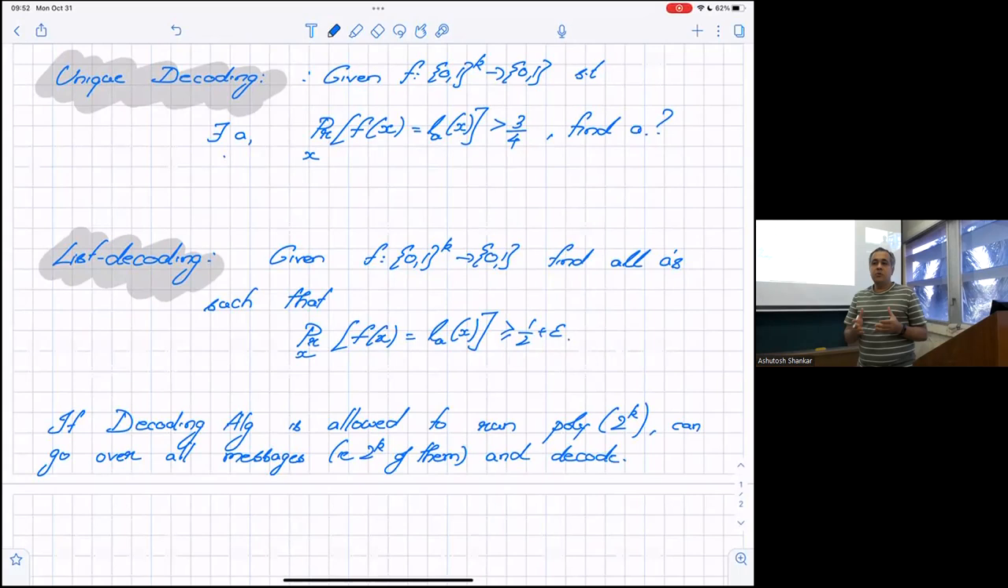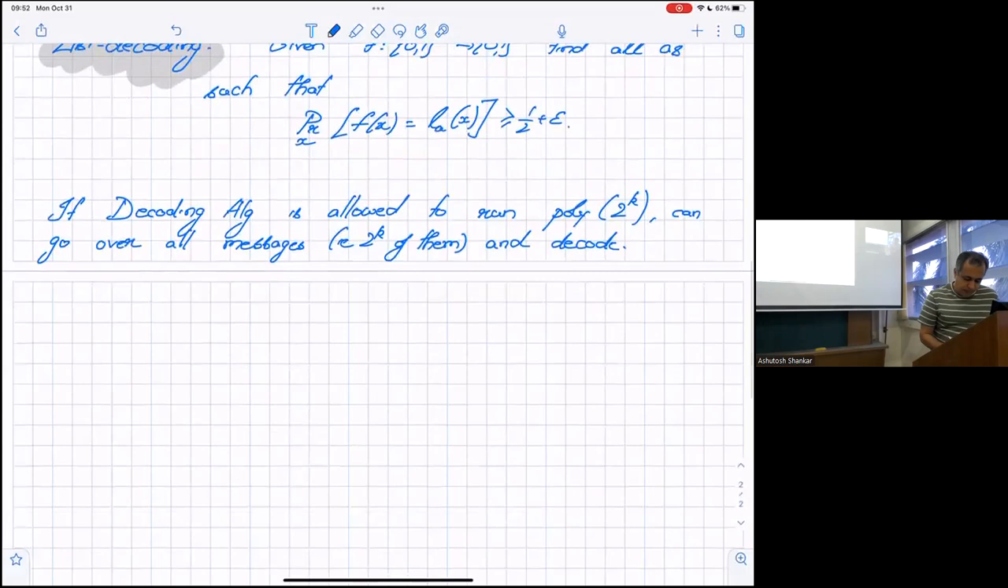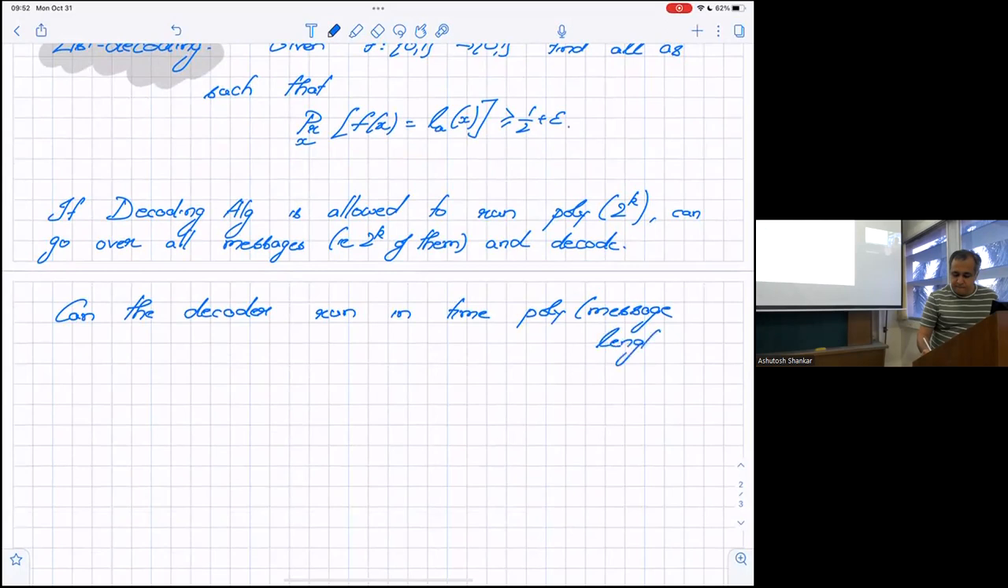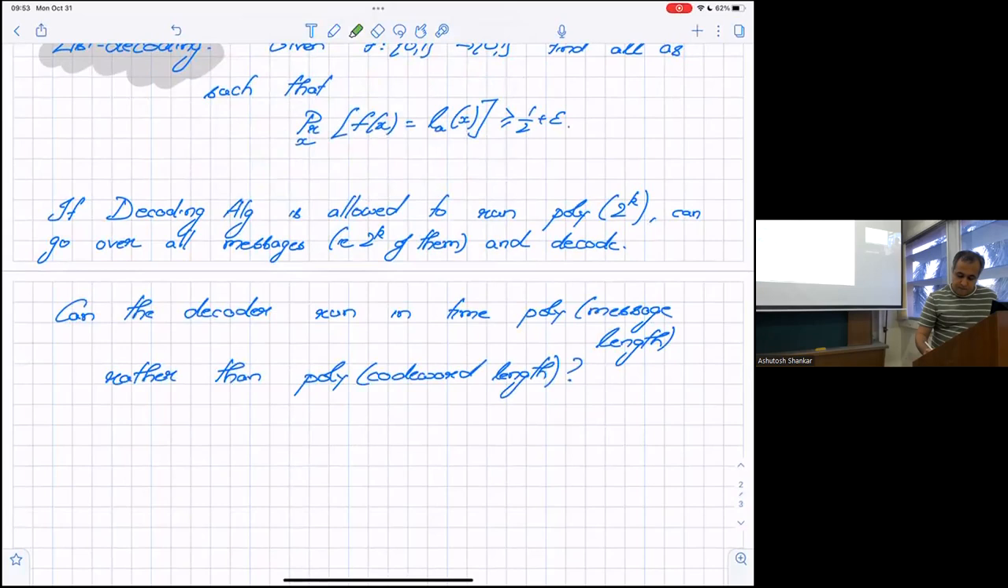Notice the code word is 2 power k long, but the message is only k bits long. So we'll ask the question: can the decoder run in time poly in message length rather than poly in code word length? Question number one, asking, can you run poly in message length rather than poly in code word length?